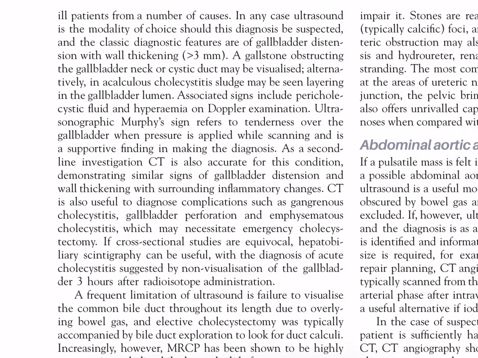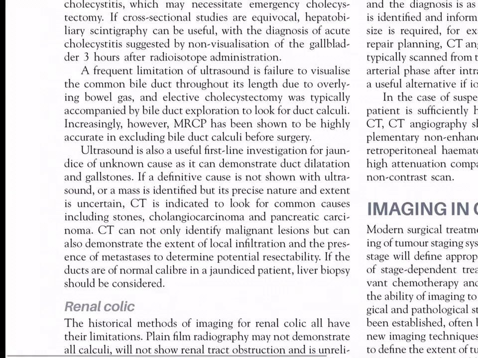As a second-line investigation, CT is also accurate for this condition, demonstrating similar signs of gallbladder distension and wall thickening with surrounding inflammatory changes. CT is also useful to diagnose complications such as gangrenous cholecystitis, gallbladder perforation, and emphysematous cholecystitis, which may necessitate emergency cholecystectomy. If cross-sectional studies are equivocal, hepatobiliary scintigraphy can be useful, with the diagnosis of acute cholecystitis suggested by non-visualization of the gallbladder 3 hours after radioisotope administration.